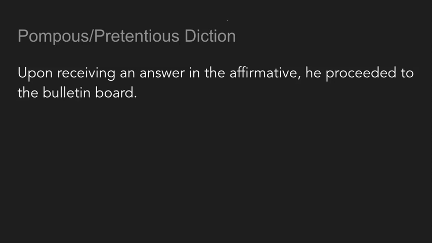So an example of this is, upon receiving an answer in the affirmative, he proceeded to the bulletin board. I always want to read these sentences in British accents. I don't know what that says about me. But all kidding aside, just simply say, after getting the okay, he went to the bulletin board, or he went to the whiteboard. It'd be so much more clear.